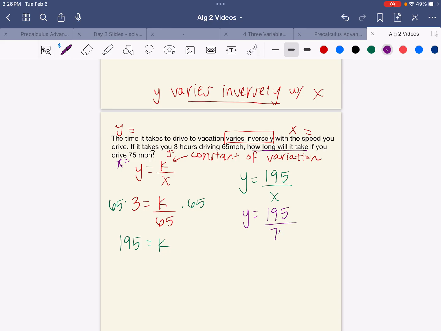195 divided by 75. Let me get my calculator. 195 divided by 75 is 2.6. So 2.6 hours, and that would be an acceptable answer. We could convert it into hours and minutes if we wanted, but that's not really the point. So 2.6 hours would be our solution. It makes sense that it's going to be a shorter amount of time because we're driving faster. We knew it had to be less than 3 hours, which was the time when we were driving 65 miles per hour.